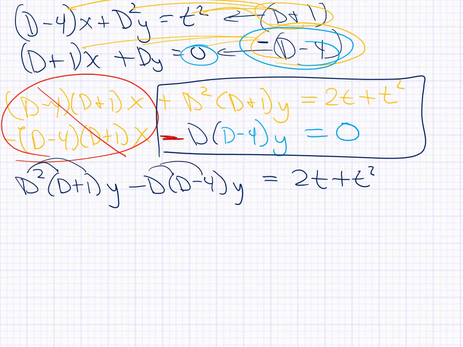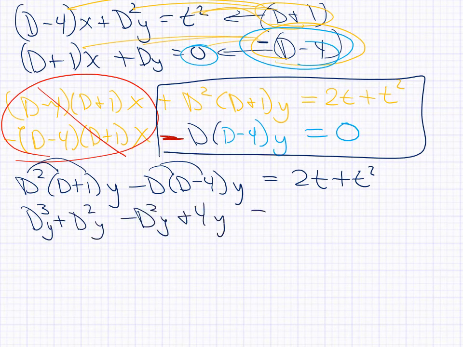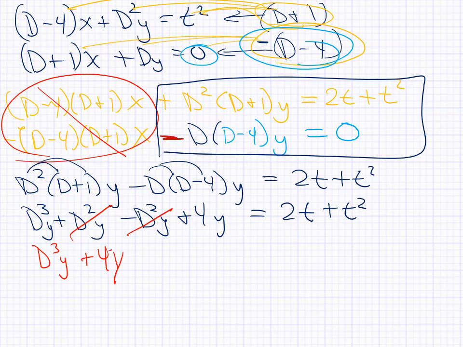Distribute, distribute, and let's see what we have. So we get D cubed y plus D squared y minus D squared y plus 4y equals 2t plus t squared. So notice these cancel. So we have D cubed y plus 4y equals 2t plus t squared. So that is the differential equation we need to solve.